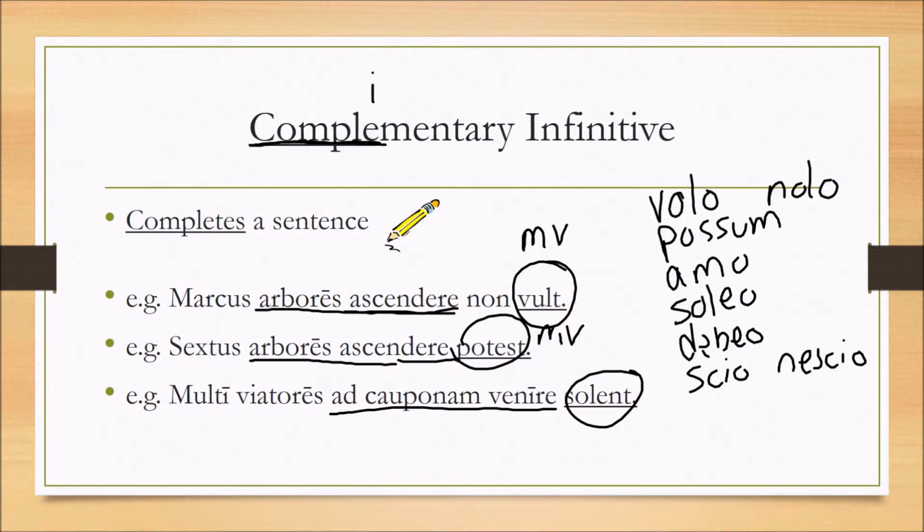And we find complementary infinitives with a lot of different verbs that can't stand alone because they need another verb to complete their idea. Volo and nolo are 2 really big ones, to want and to not want. Possum, to be able. Amo, to like. Soleo, to be accustomed. Debeo, to ought or to owe. And then scio and nescio, to know and to not know. All of these verbs need some sort of infinitive frequently with them to complete their idea. What you want to do, what you like to do, what you know how to do, or what you are accustomed to do.